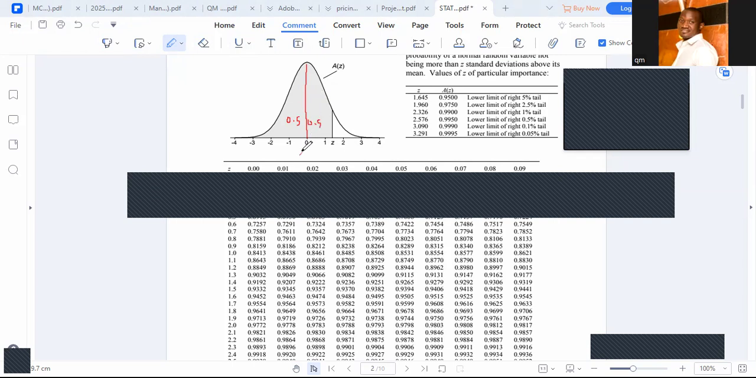The mean, the median, the mode, are all at the center, symmetrical. And the tails don't touch the base. They're infinite. The normal distribution is unimodal, meaning it only has one peak. It is not like this. It's unimodal.